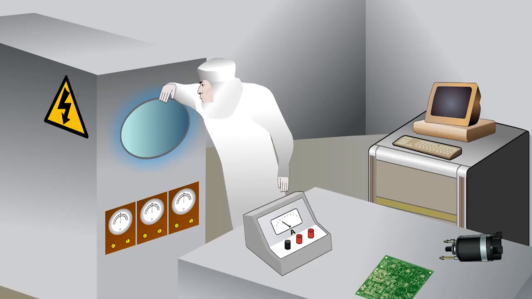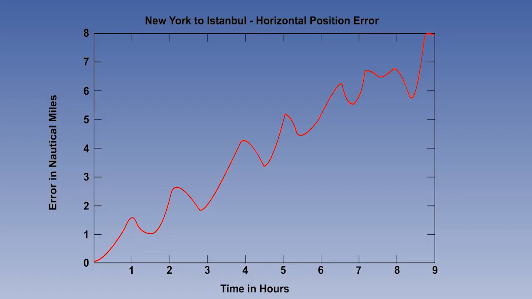There is nothing that can be done about them within the INS itself, except to improve engineering standards. And this did happen with the evolution of better and better manufacturing techniques during the 70s and 80s. Even with these errors, the general accuracy of an INS is good compared with previous systems. This plot shows only an 8-mile error after 9 hours of flight. For a standalone system, this is very good.